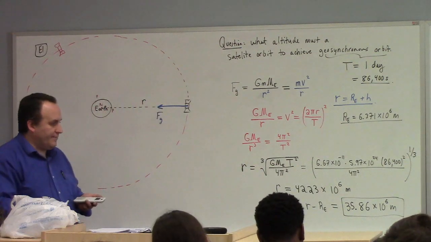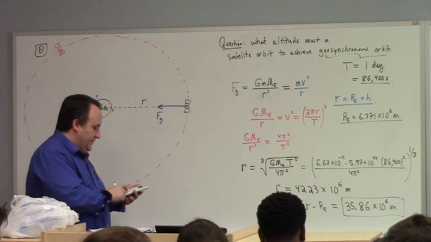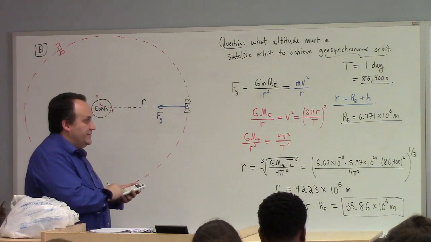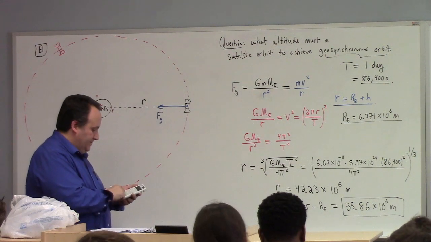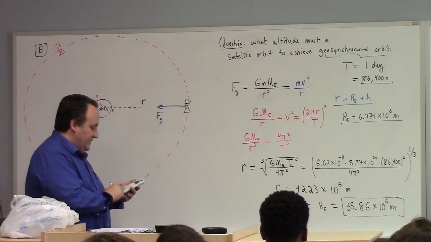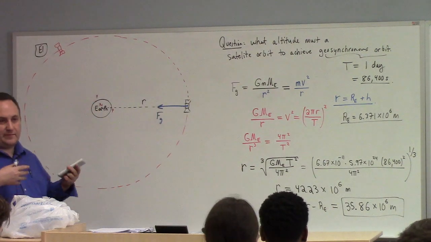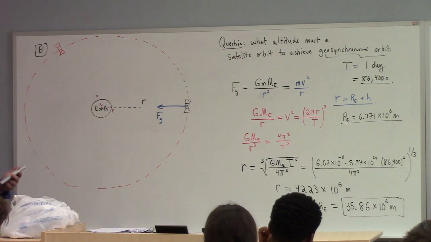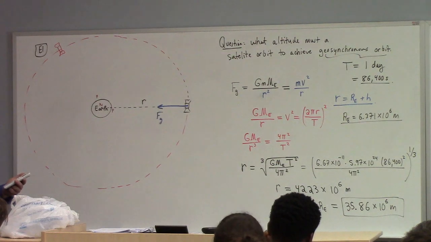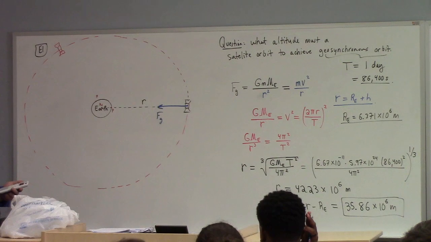What is that? So if we were to take the 42.23 and divide by 6.371, that gives you some sense of it. It's about 6.6 Earth radii out in terms of altitude. Well, excuse me, it's about 5.62 Earth radii in altitude. So it's pretty far out there as it goes.